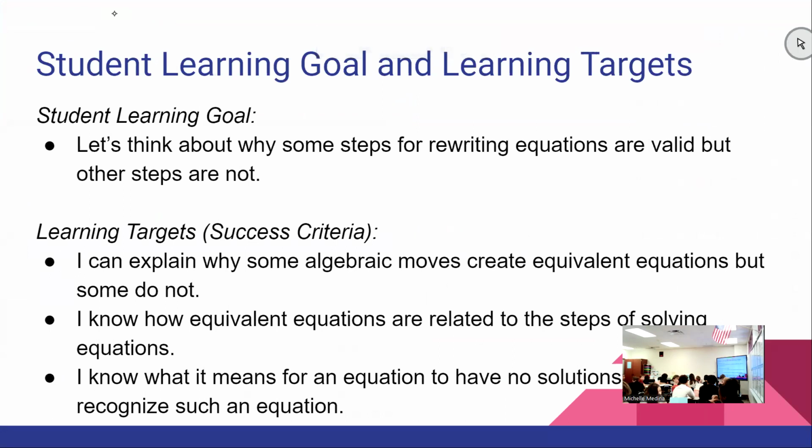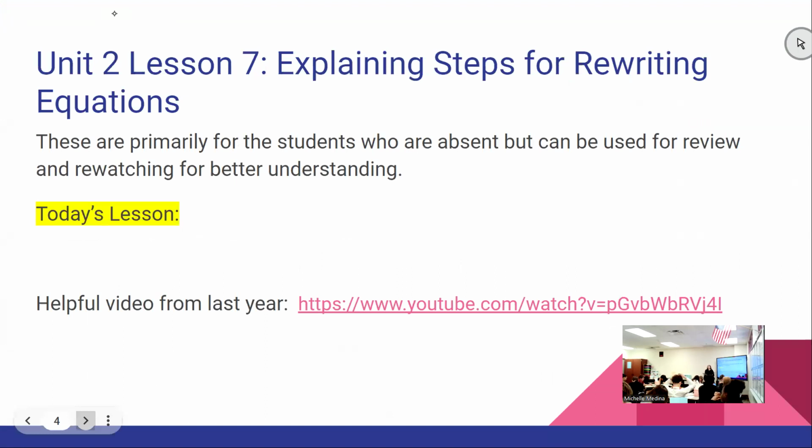But today for lesson 7, the goal is to think about why some steps for rewriting equations are valid, but others are not. And why some algebraic moves create equivalent equations, but some do not. And know how equivalent equations are related to the steps of solving and what it means to have no solutions and recognize that as an equation that has no solution. So we are directly teaching you some questions that are on your test, finding errors, and seeing if they are truly errors or if there's no solution.